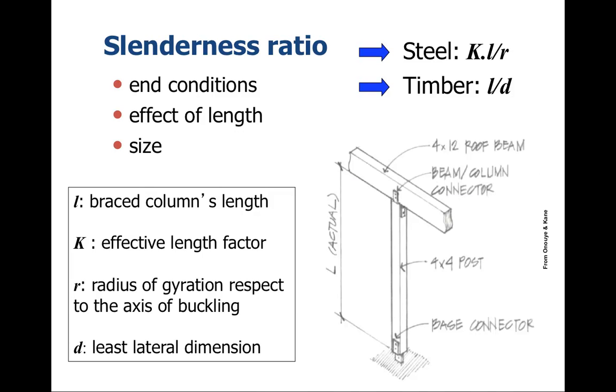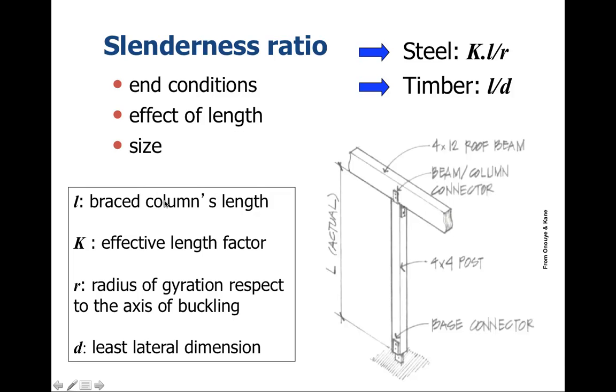Alright, so some things related to the slenderness ratio. We have two sort of scenarios, one for steel and one for timber. One consideration is the end conditions: how is it fixed at the top and the bottom? Another condition is what effect does length have? And also what about the size? This would be the cross-sectional area, or the geometry of the column.